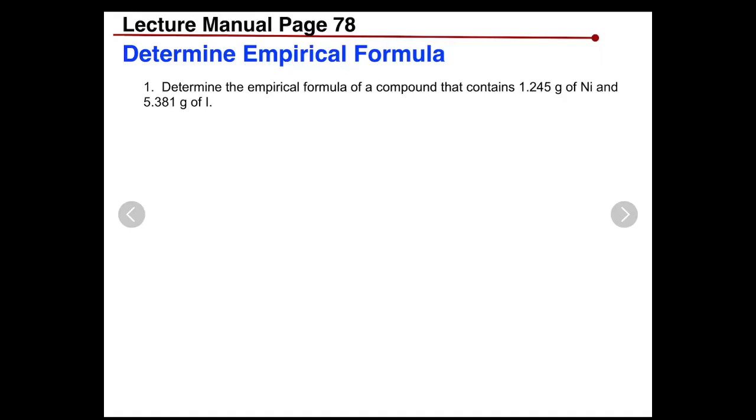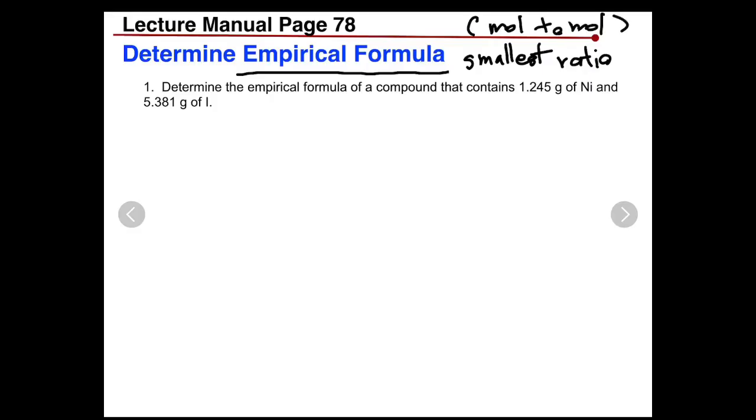So what you saw earlier from the previous slide, we know that the empirical formula shows us the smallest ratio of each atom in the chemical formula. This smallest ratio is expressed as the smallest ratio of mole to mole. Okay, so it's the mole to mole ratio. Therefore, in order to figure out the mole to mole ratio, you will need to convert the grams to mole first.